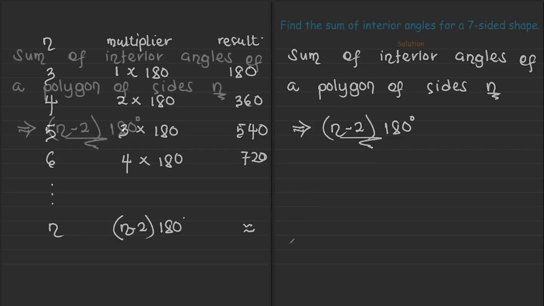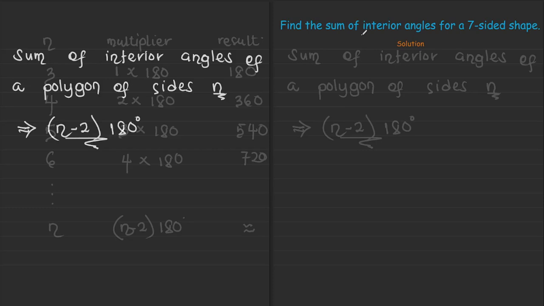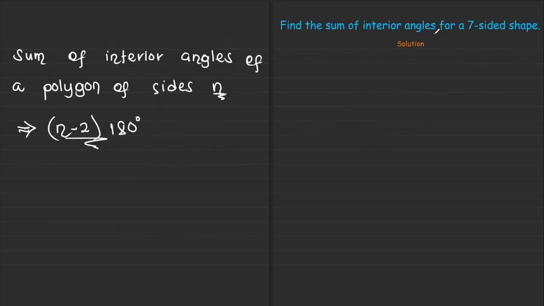So for our first question here, it says find the sum of interior angles for a 7-sided shape. That is a 7-sided polygon, and we know a 7-sided polygon is a heptagon. So with this, we want the sum of interior angles of the heptagon. As we said, we are not going to draw. We just write the formula. The formula says sum of interior angles equals n minus 2 then times 180. So let's write that down.